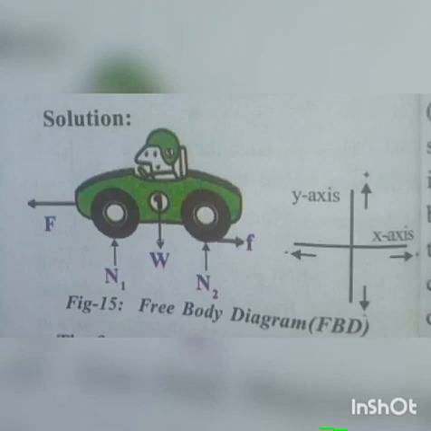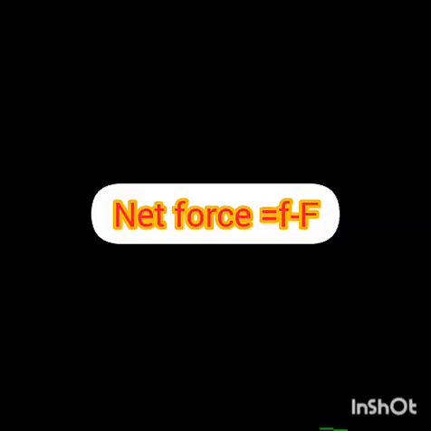Therefore here capital F and small f work on the car in the same straight line, and these are in opposite directions. So we have to subtract one force from the other force. This gives the result of net force. So net force equals small f minus capital F. Okay students, now the net force on the car in the horizontal direction equals small f minus capital F.